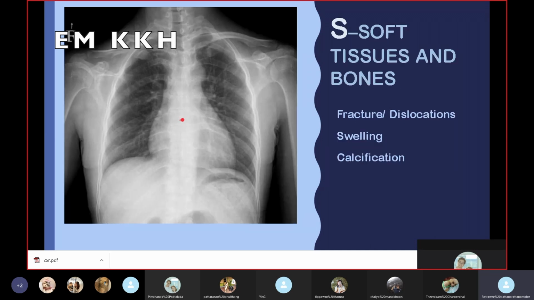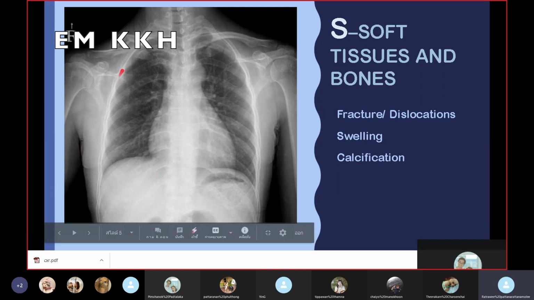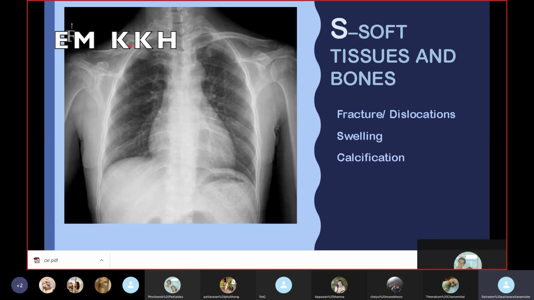After DR, the next is S. S is soft tissues and bone. Look at the ribs for rib fractures or fractures of the clavicle, and check symmetry for fractures, dislocation or lytic lesions. For soft tissue, look for symmetry, swelling, or loss of tissue planes. Look for subcutaneous air, subcutaneous emphysema, or calcifications of the great vessels or carotid calcifications.